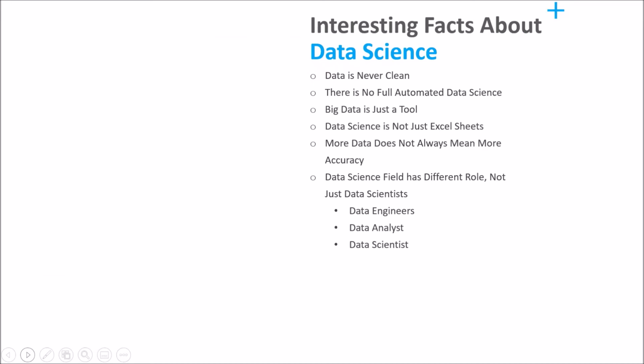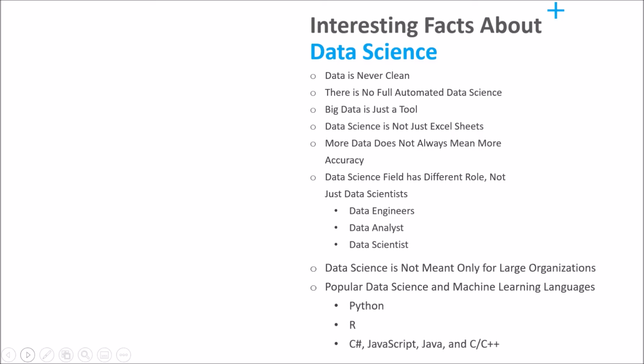More data does not always mean more accuracy. The more amount of data we get does not provide us the best results. You have to have clean data, then we can get more accurate results. The data science field has different roles, not just data scientists, as I explained: engineers, analysts, scientists. Data science is not only meant for large organizations. There are various small organizations that need data science.